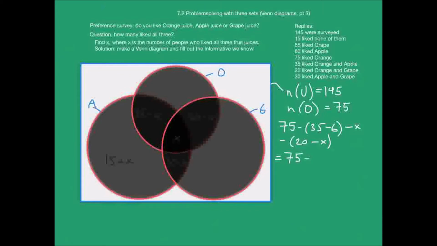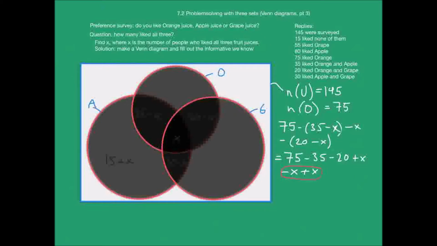Oh, excuse me, just made a little mistake up here. That shouldn't be a 6, that should be an x, like that. 75 minus 35 minus 20 plus x minus x plus x. And I'll just make it a little clearer what I did before.